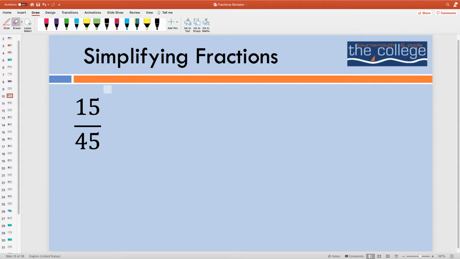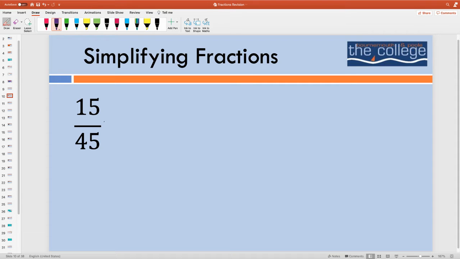Okay, so we're looking at simplifying fractions here. So any sort of fraction question, you have to always check your final answer to see if it can be simplified. And you do this by using factors of the numerator and denominator. They've got to be common factors.